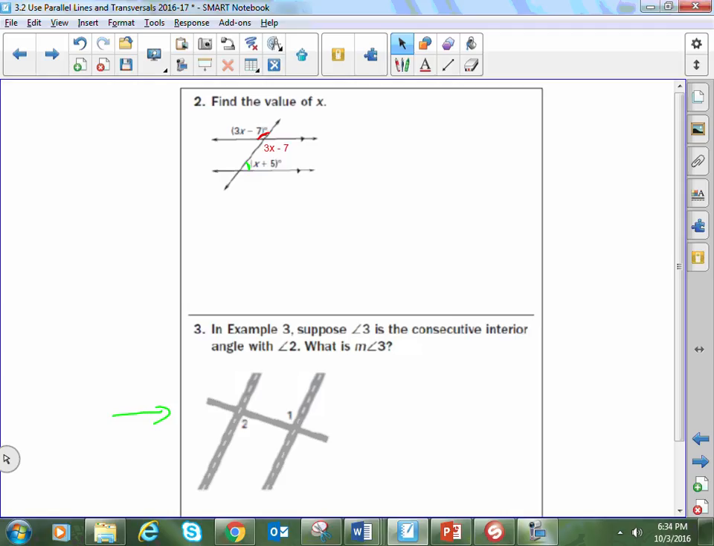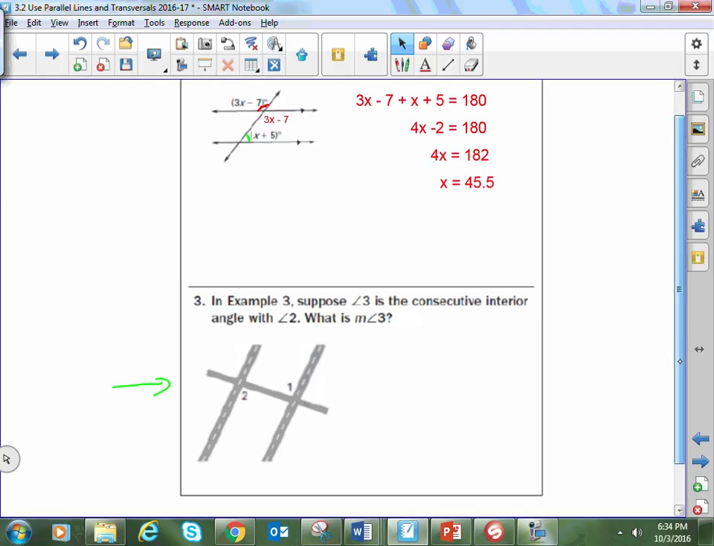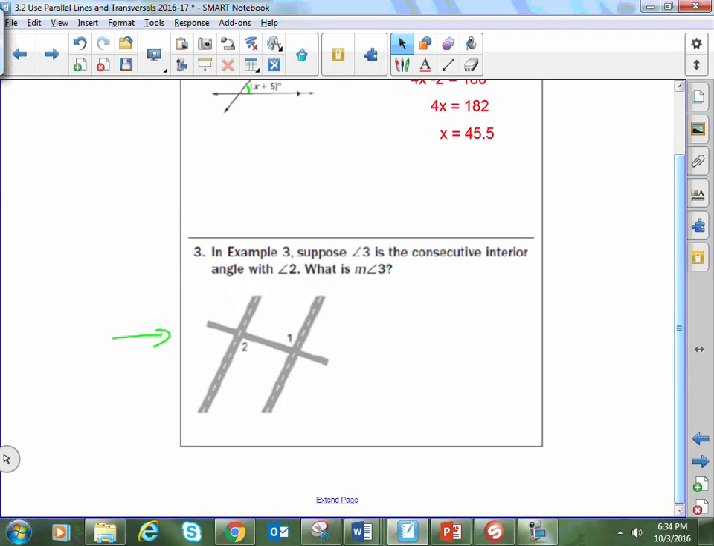But based on what we were looking at before, I can say that the red angle and its vertical angle must be congruent to each other because of the vertical angles congruence theorem. And now we can see, oh, hey, these are really going to be same side interior angles, and same side interior angles are supplementary to each other. So I say one angle plus the other angle equals 180, do the math, and we get x to be 45.5. So I hope you set that equation up correctly.